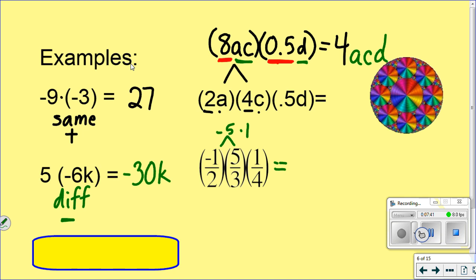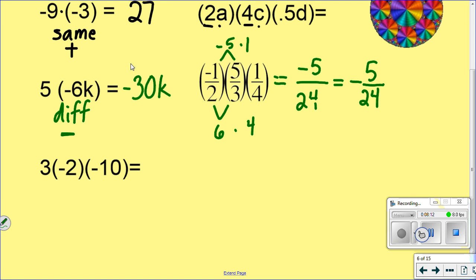So in my numerator, I have -5 times 1. Signs are different. So my numerator is -5. And in my denominator, 2 times 3 is 6. Signs are the same, so it's positive. And then times 4. So 6 times 4 is 24. And I'm going to actually rewrite that. That one negative in the numerator makes the whole thing negative. -5 over 24.